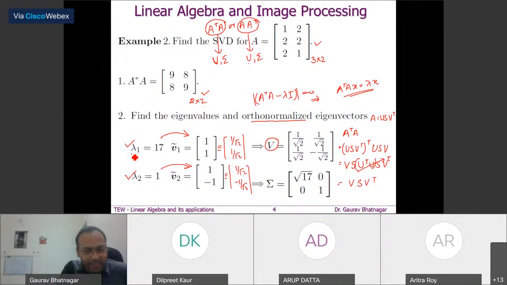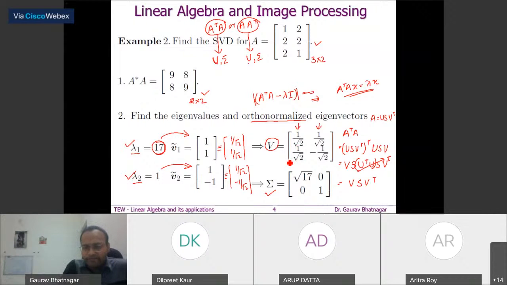So now from this lambda 1 and lambda 2, this is the bigger value. When you take the square root, it is still going to be the bigger value. So the first singular value is nothing but square root of 17, and the second singular value is going to be square root of 1, which is 1. So this is going to be my singular value matrix, and the eigenvector with respect to root 17 will go as the first column, and the second eigenvector will go to the second column. So this is going to be my V.